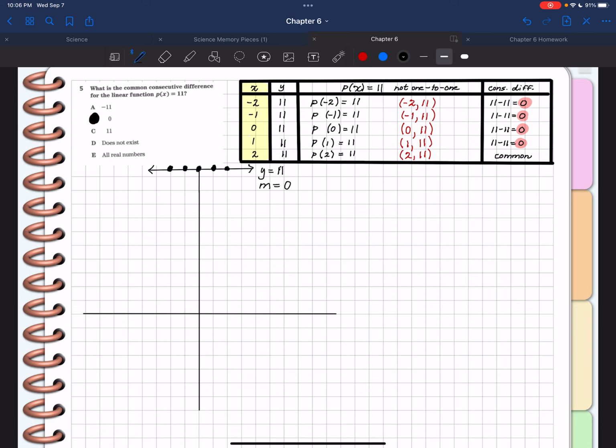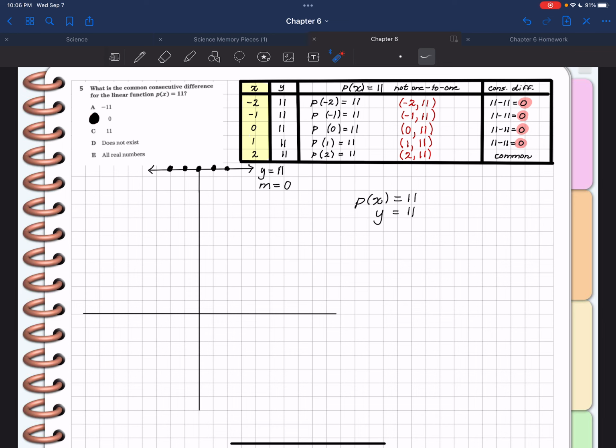It doesn't matter how many times you plug in an x value, the y will be 11. And here's the reason. P of x is 11. Remember, you can substitute y for the function. And there are no x's on the right side of the equation. There's nowhere to plug in the x value. If it had 11x, then we could plug in x values, but there is nowhere to put an x value. All we know is that y is 11.